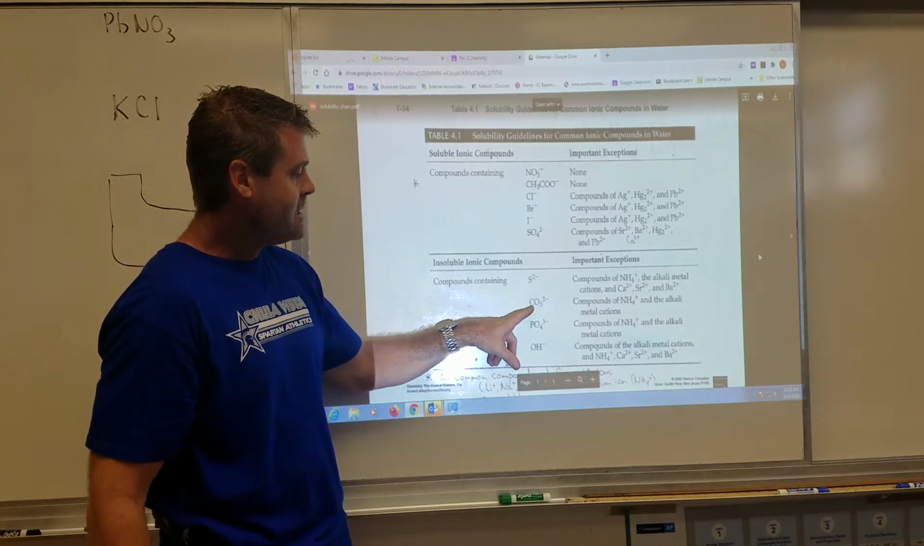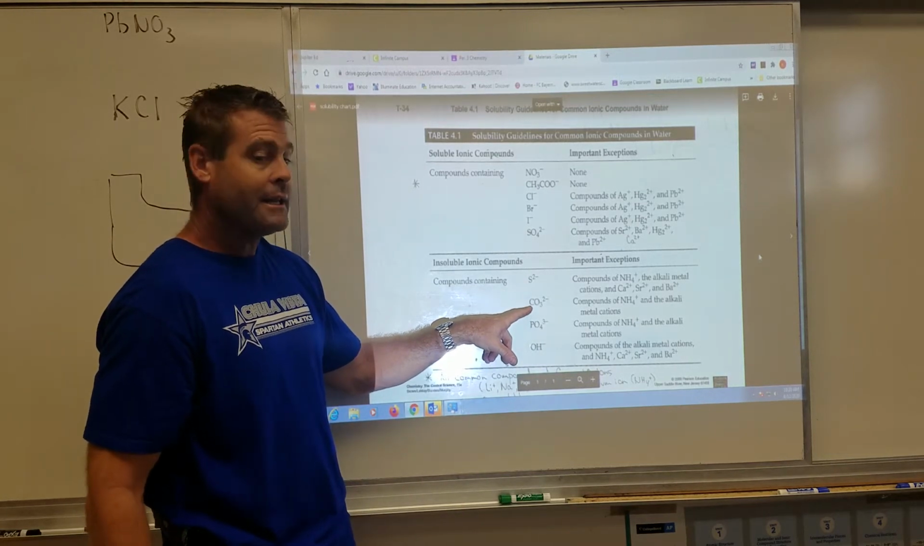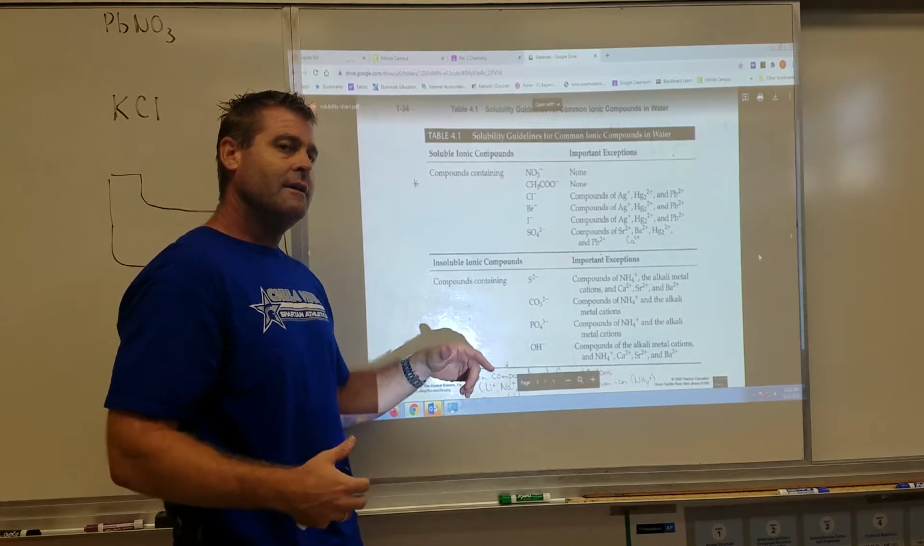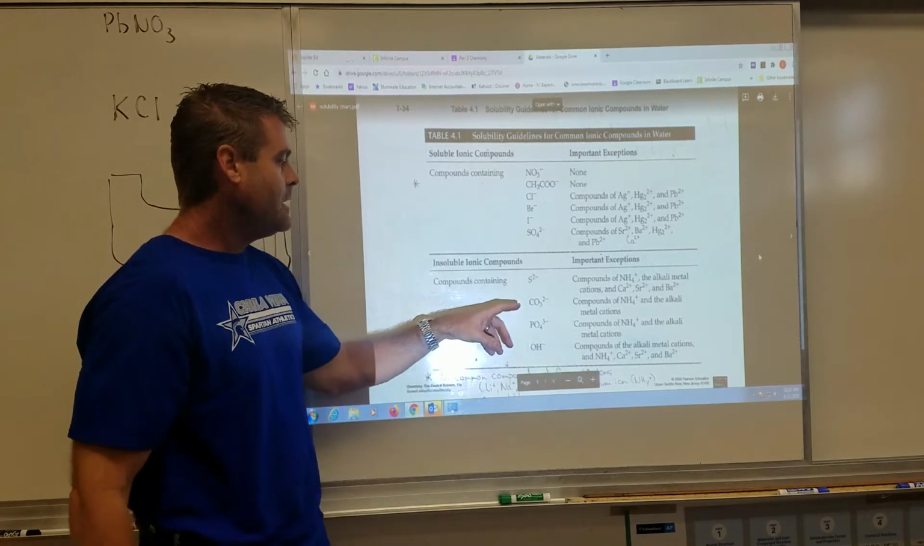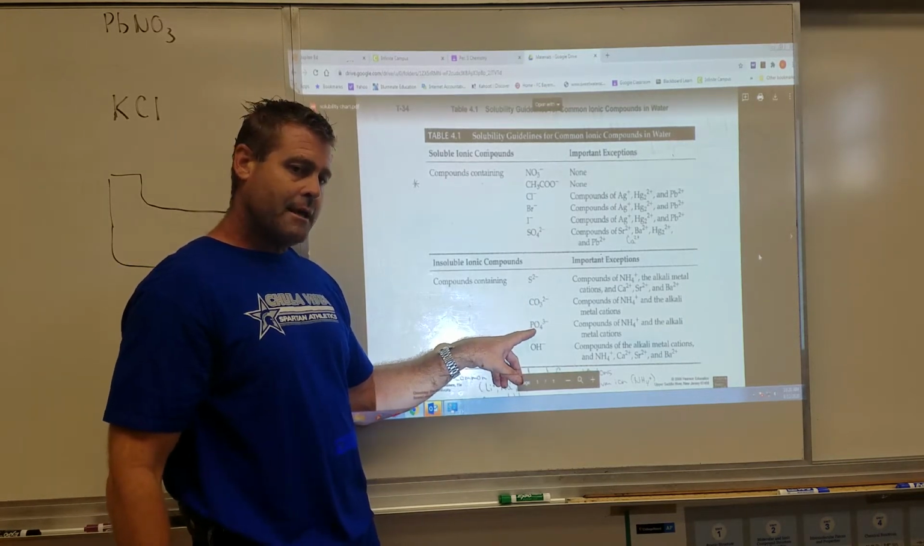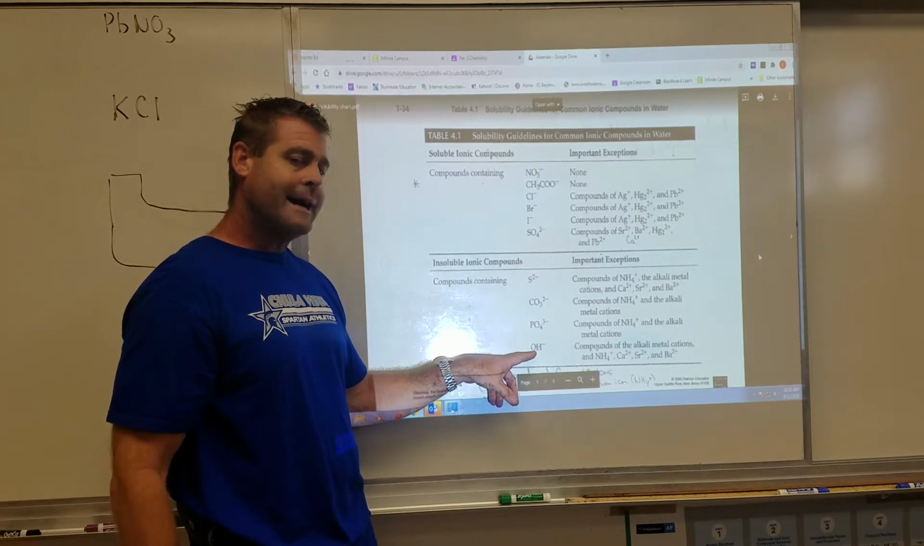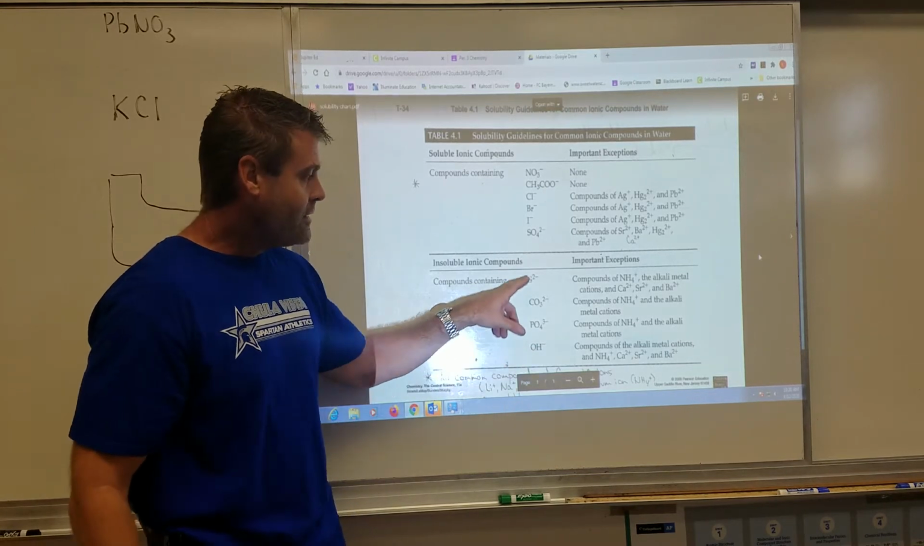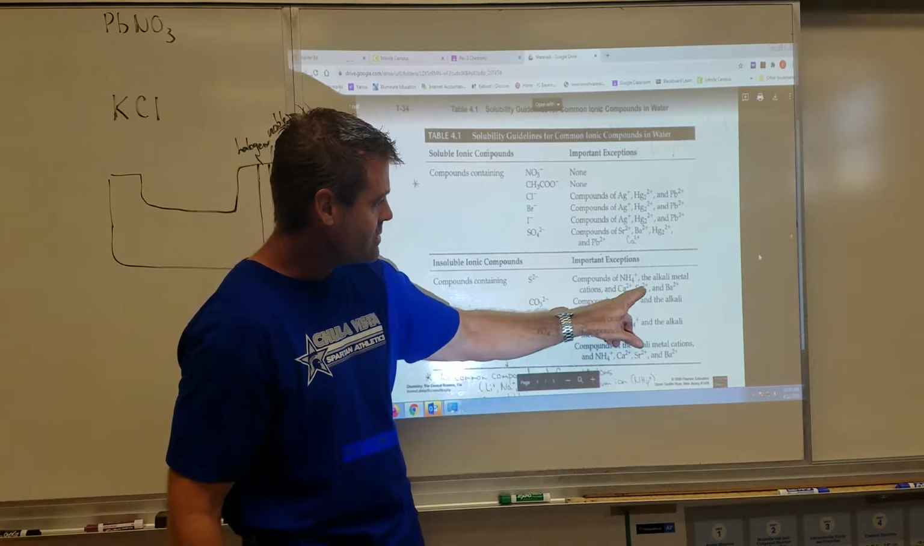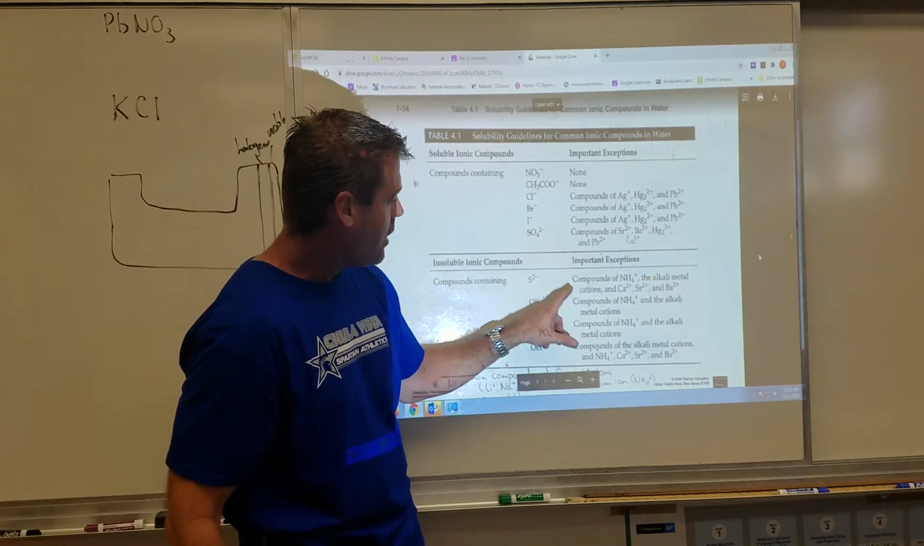The sulfides, the carbonates, that makes up a lot of the rocks. Calcium carbonate would be limestone. Phosphates tend to be insoluble, and also hydroxides. However, they have some exceptions. Notice an exception for all of these.